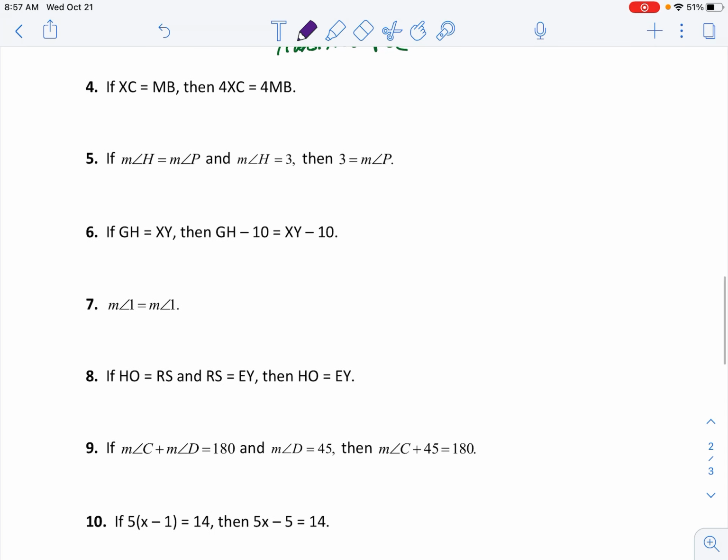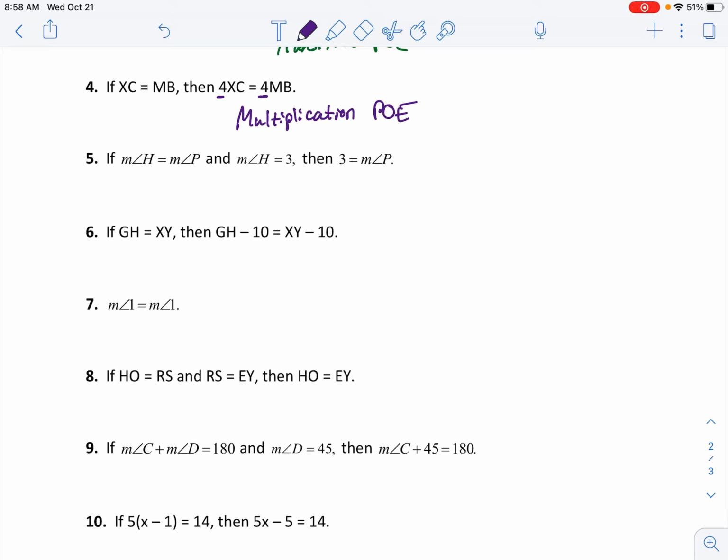This one, number 4, it says if XC is equal to MB, then 4 times XC equals 4 times MB. And this 4, I'm multiplying the same thing to both sides. So that would be the multiplication property of equality. I'm multiplying the same thing on both sides.